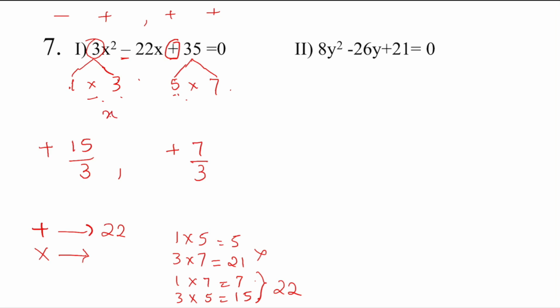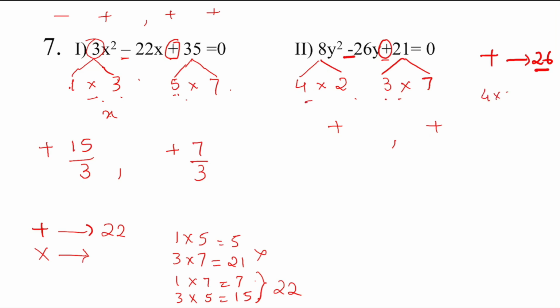Next, 8y square. 8 factors we can say are 4 2s are 8, isn't it? And for 21 it is 3 7s are 21. Now it is minus plus, so roots will have plus. And the second symbol is addition, so if you add you should get 26. So we should combine these numbers such that when we add we get 26. Next, 4 into 3 I can take and 2 into 7.